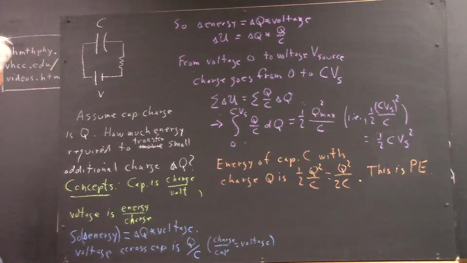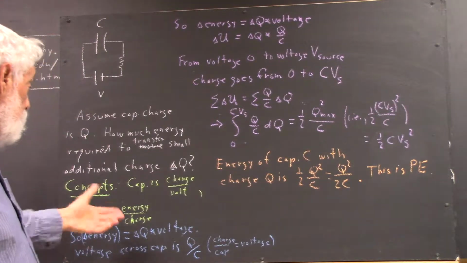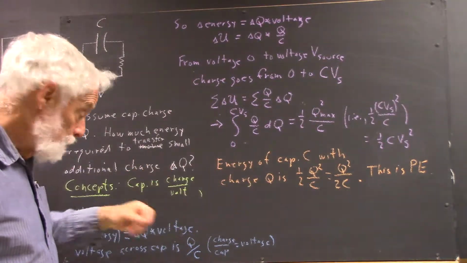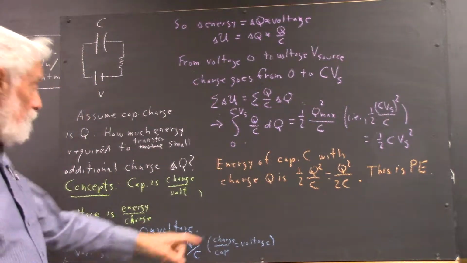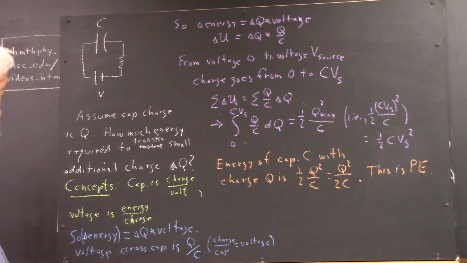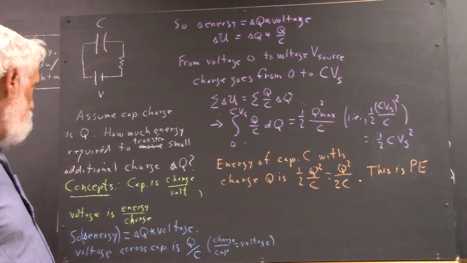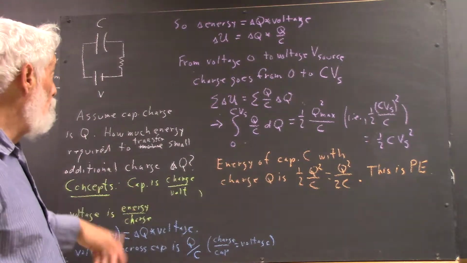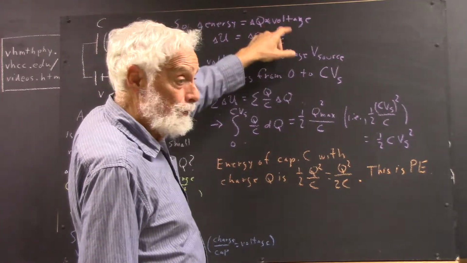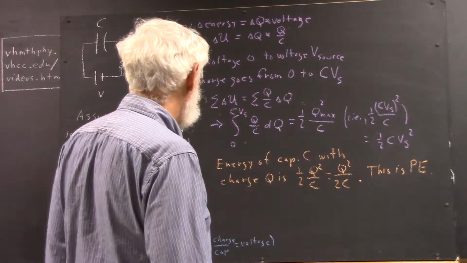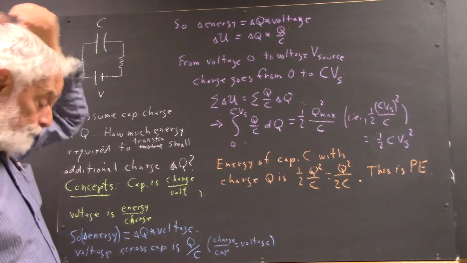So the charge divided by the capacitance is equal to the voltage because the capacitance is equal to the charge divided by the voltage. I just rearranged this relationship to get this, which is less intuitive than this. Okay, so voltage across the capacitor is Q over C. The change in energy is delta Q times voltage, which is delta Q times Q over C. Now I call that a delta U because that's a change in potential energy.